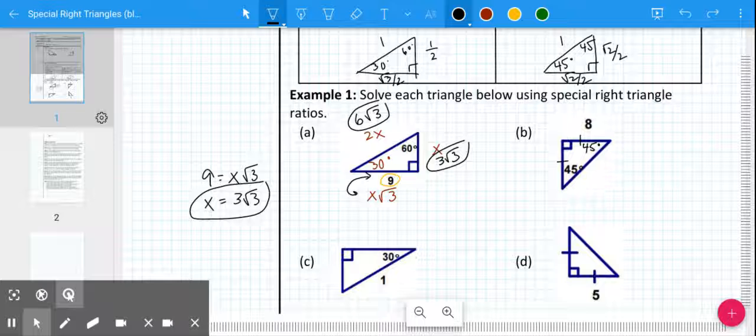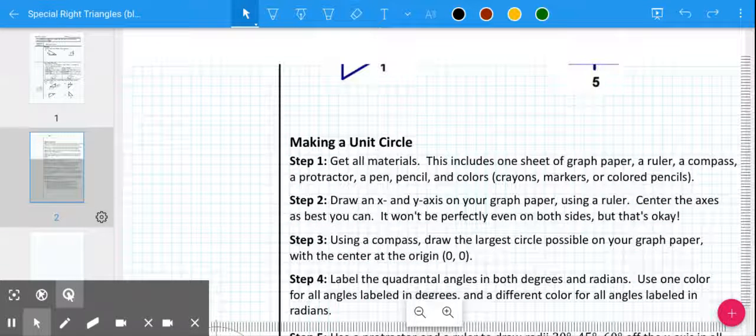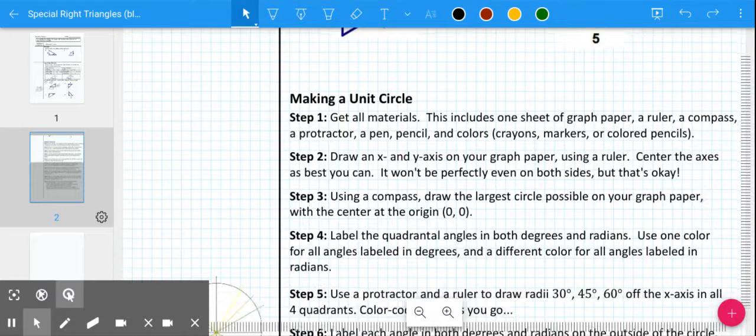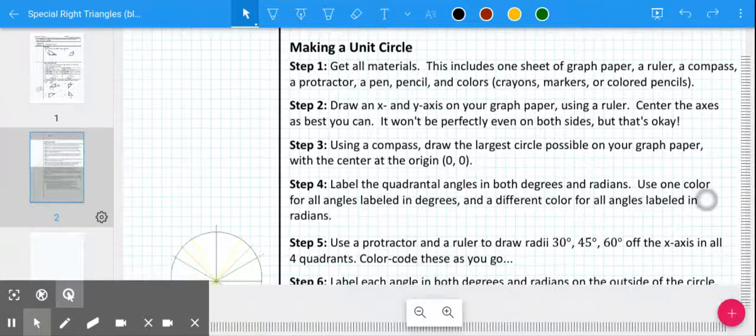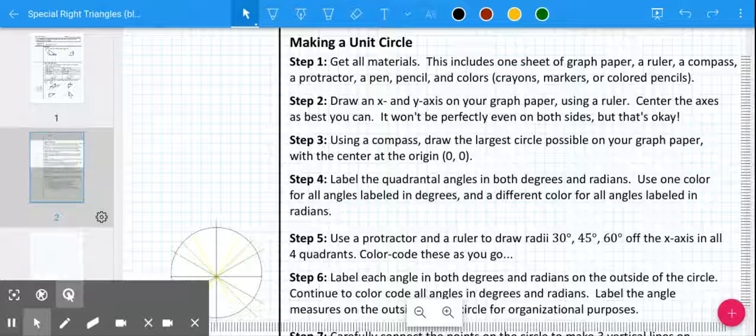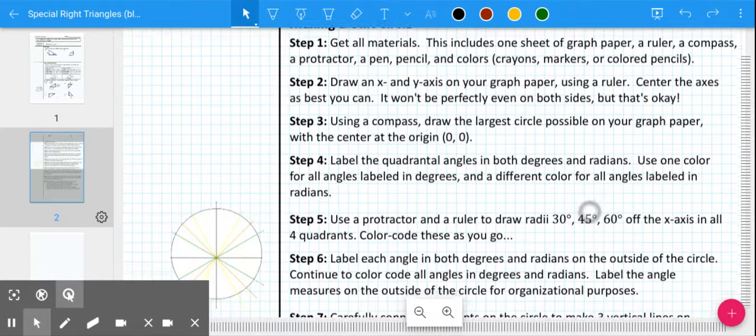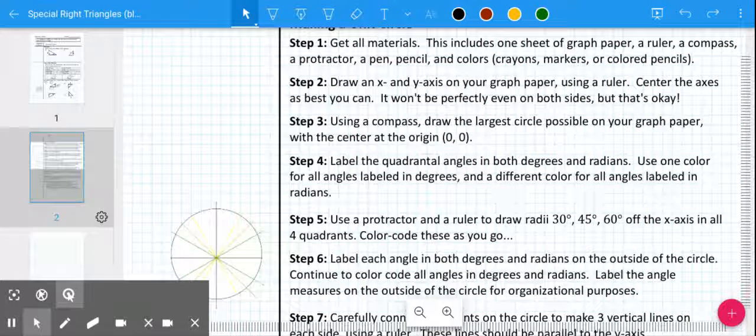last thing for today. So on the back page of these notes is all the information you need to use to make a unit circle. And normally we would do this in class. So I would have all these materials for you, and you might not have all these, so do the best you can here. What you're going to do is get a sheet of graph paper, and if you have to do it on plain paper, that's fine.